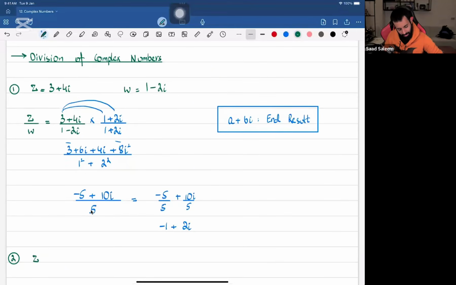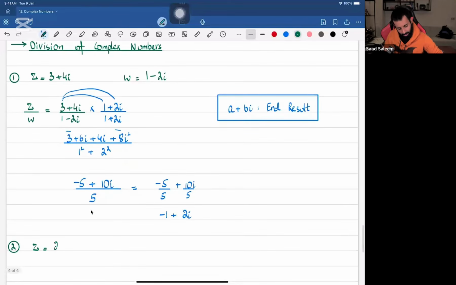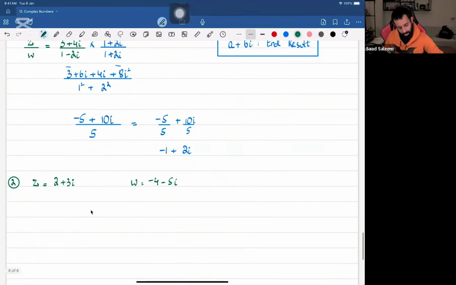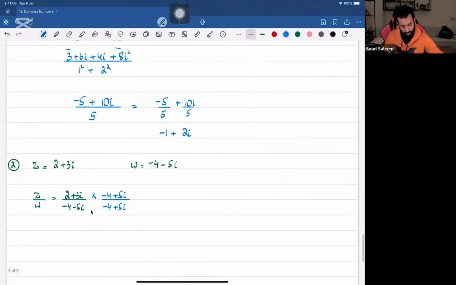Let's say that we have z equal to 2 plus 3 iota, and w is equal to minus 4 minus 5 iota. Just two random numbers. And here also we're supposed to do z over w, which means 2 plus 3 iota divided by minus 4 minus 5 iota. So same rules, we multiply this by minus 4 plus 5 iota, and we multiply the denominator also by minus 4 plus 5 iota.